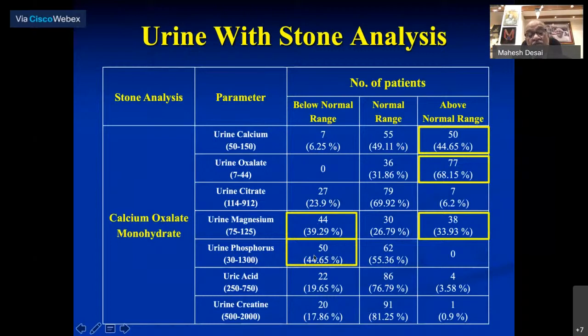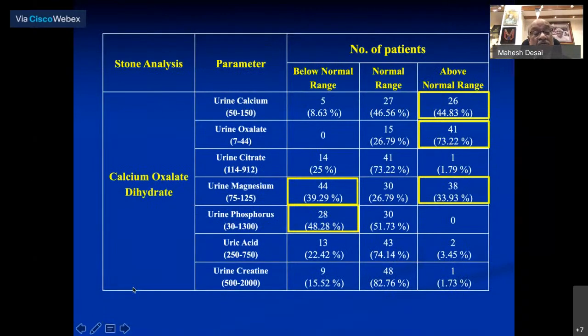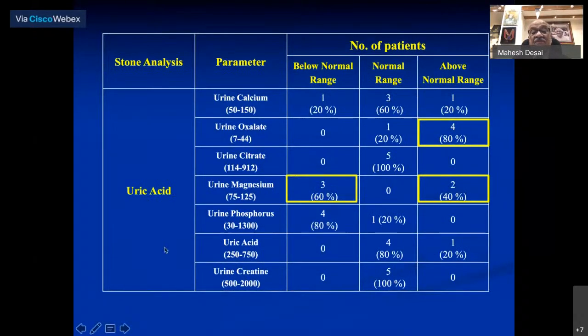And 44% had a lower urinary phosphate level. And for calcium oxalate dihydrate stone, again, urinary calcium was high in 44%, oxalate was high in 73%, and magnesium was low in 39%. And in uric acid, we didn't find anything significant in the range.